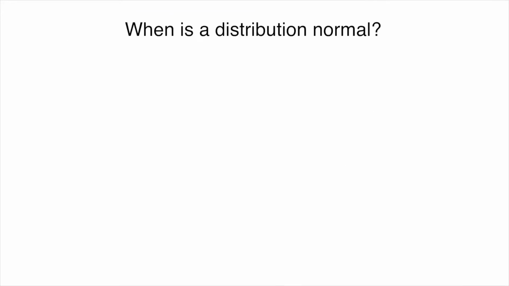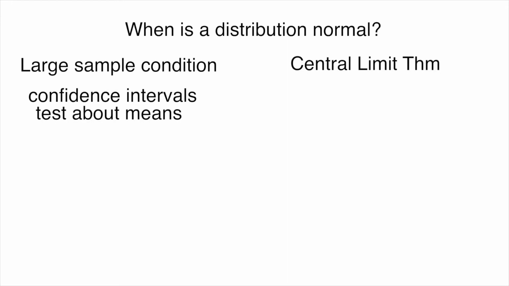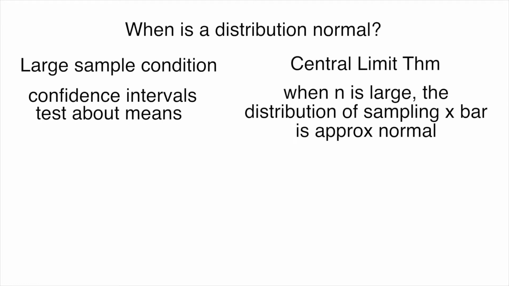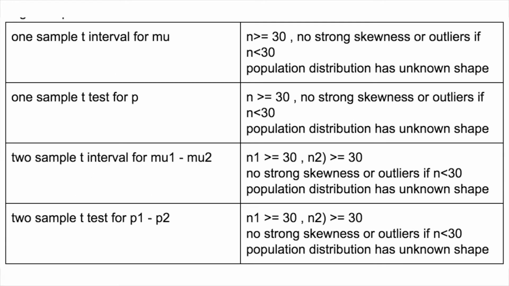When is a distribution normal? You can see if a distribution is normal by using the large sample condition or large counts condition. The large sample condition is used for confidence intervals and tests about means. The central limit theorem says that when n is large, the distribution of sample mean x bar is approximately normal. So for the large sample condition, if n is greater than or equal to 30, we assume the distribution is normal.